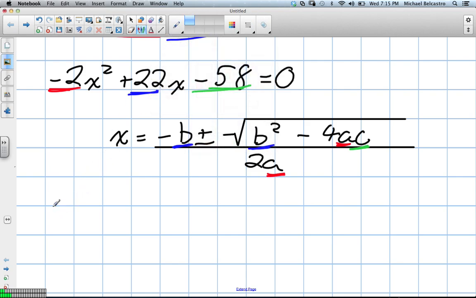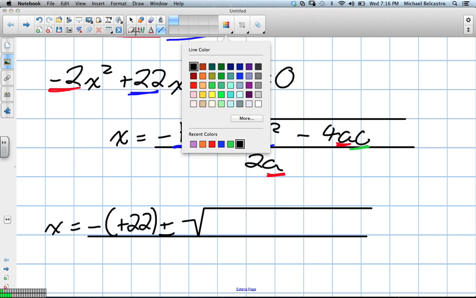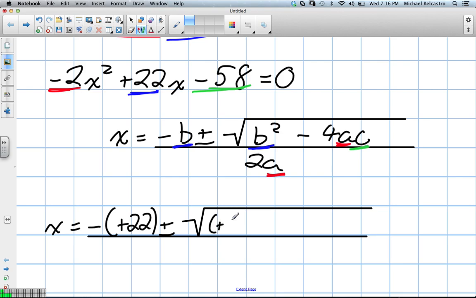When we go to plug these in, we're going to get x is equal to negative, well, b is positive 22. I'm going to plug it this way on purpose. The reason we put plus or minus in front of this is because it's a square root. Whenever we find the answer of a square root of something, we're going to get a positive and negative answer. For instance, the square root of 4 is positive 2 and negative 2. Our b value, when we go inside here, is positive 22 squared minus 4 times our a value, negative 2, and our c value, negative 58.